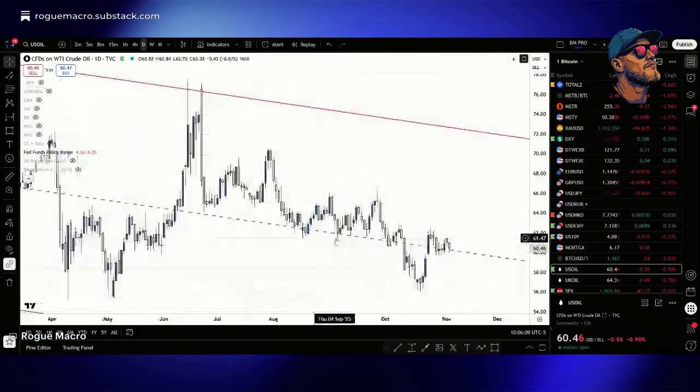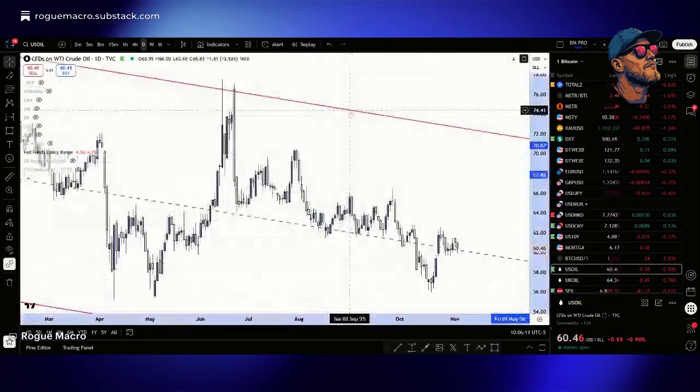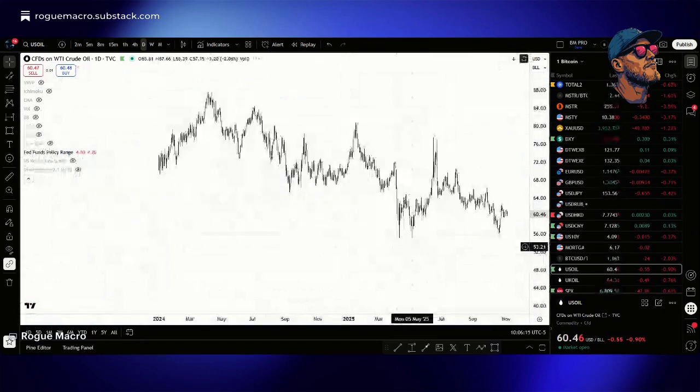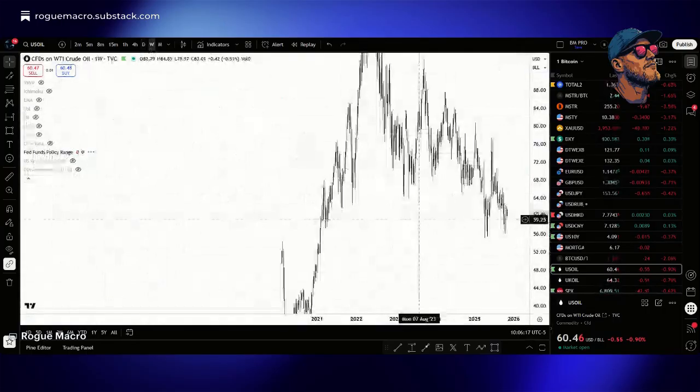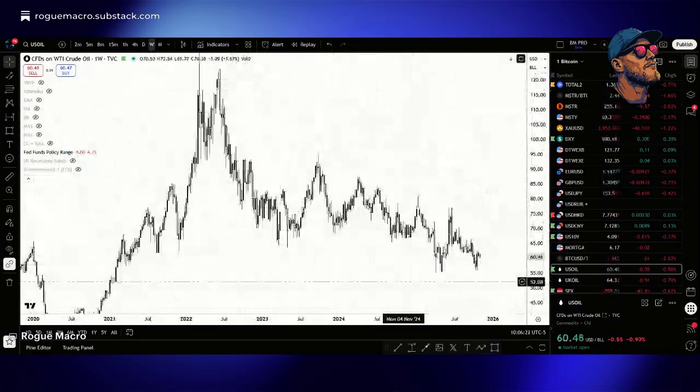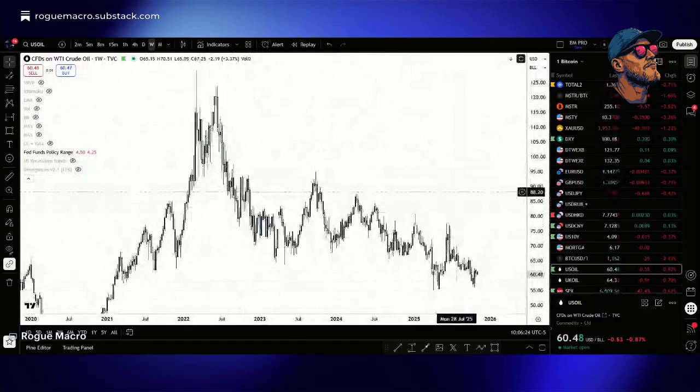Okay, so oil. Let's take this off. We've talked about this a lot. Let's go to the weekly just to see. And generally, price is very, very weak.